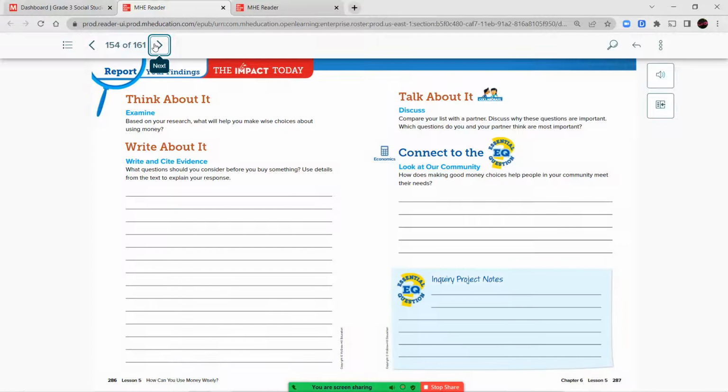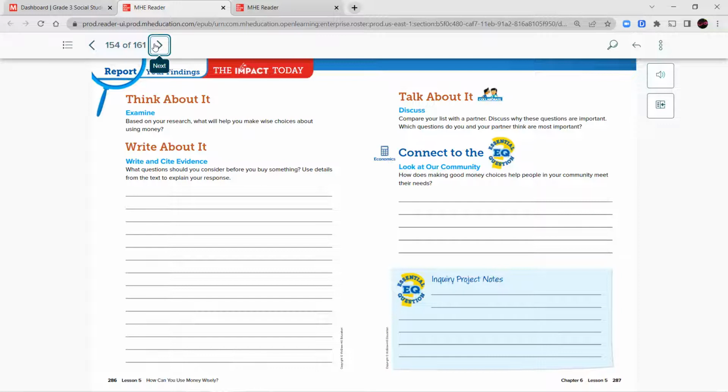Next, let's go ahead and take a look at our writing sections where it says write and cite evidence. What questions should you consider before you buy something? Use details from the text to explain your answer. So over here, make a list of your questions, number them, put in at least 3 to 5 questions and explain using detail after that. So after you list your questions, put in details explaining why those things are important.